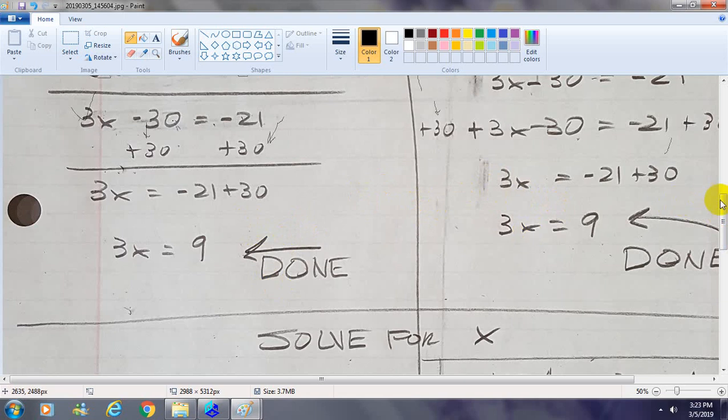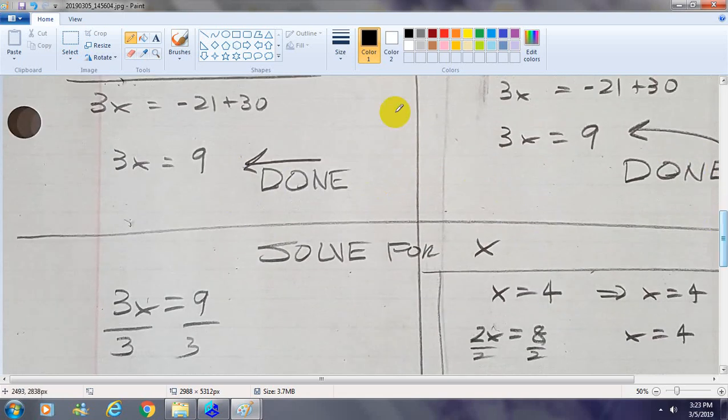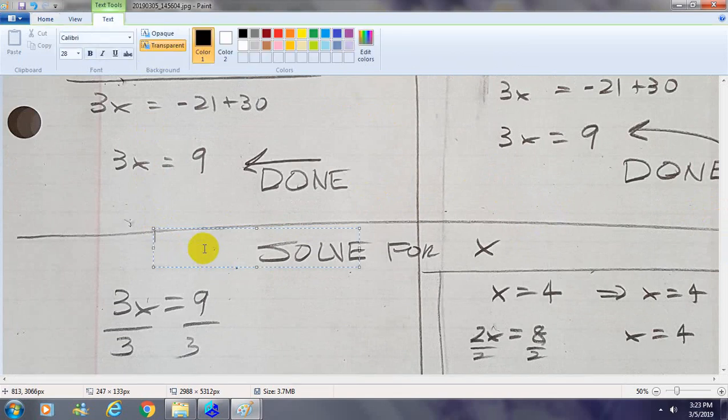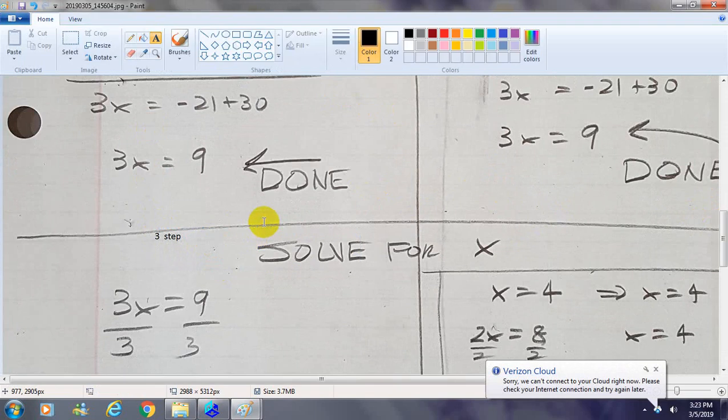Okay, third step. Should have said third step. Oh, I can use text. Wow. Third step. Okay, third step.